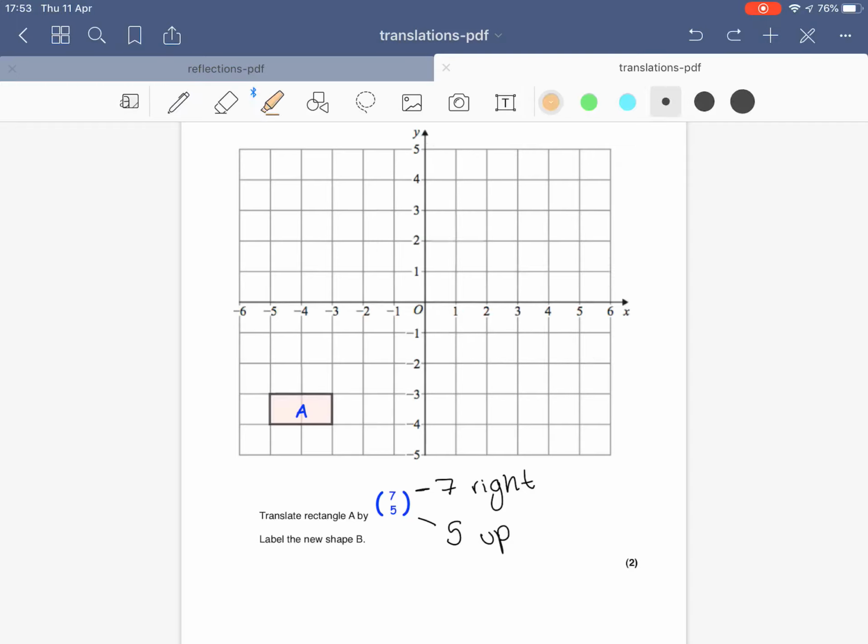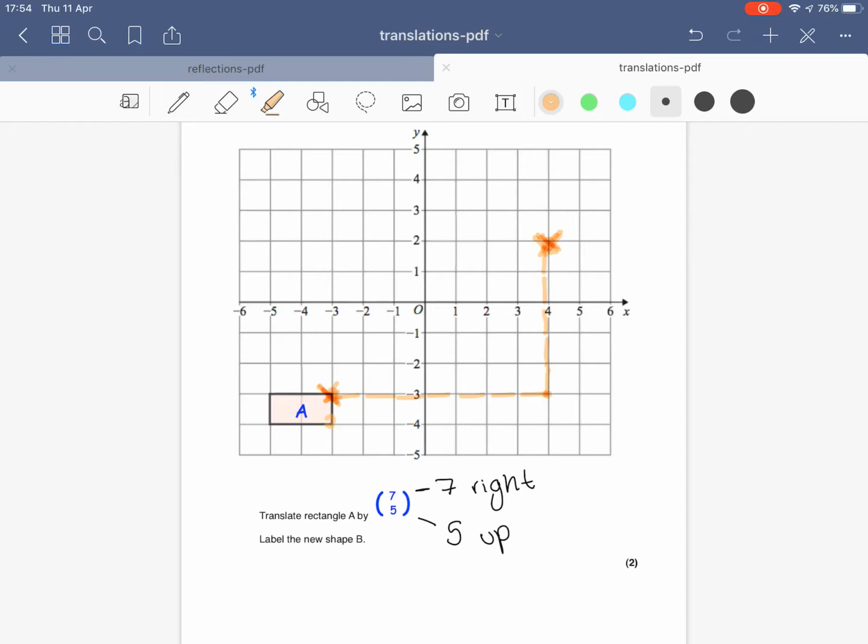So let's pick our points. So we're going to pick this point in the corner. You can pick any point to start, it doesn't matter. But I'm going to go 7 to the right, so 1, 2, 3, 4, 5, 6, 7, so that ends me here. I'm going to go 5 up, 1, 2, 3, 4, 5, so that ends me here. So this corner is now here. If you want to draw it from there, that's fine. I like to do them all just because why not?